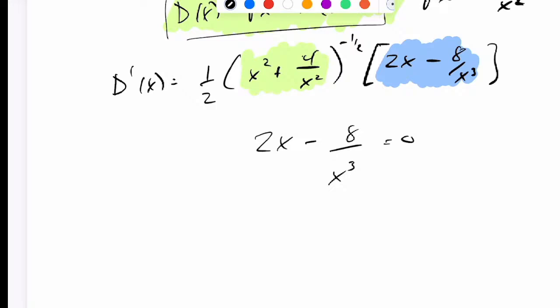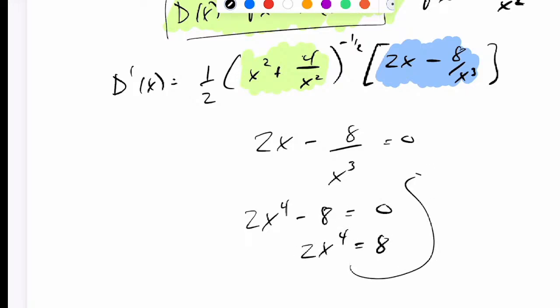So this ends up being equal to, I can multiply across by x cubed. So I get 2x to the 4th minus 8 is 0, or 2x to the 4th is 8. x to the 4th is 4. I'm getting x as the 4th root of 4 here.